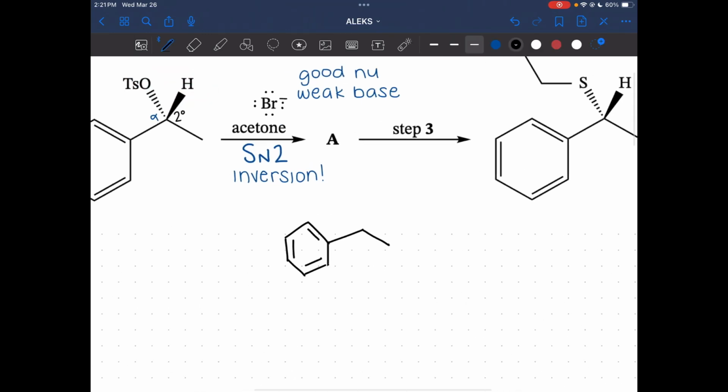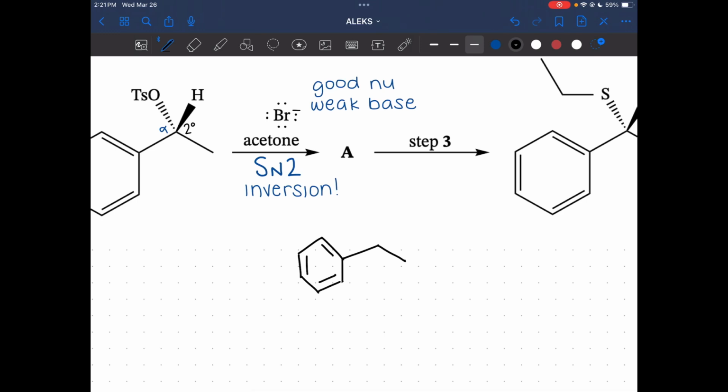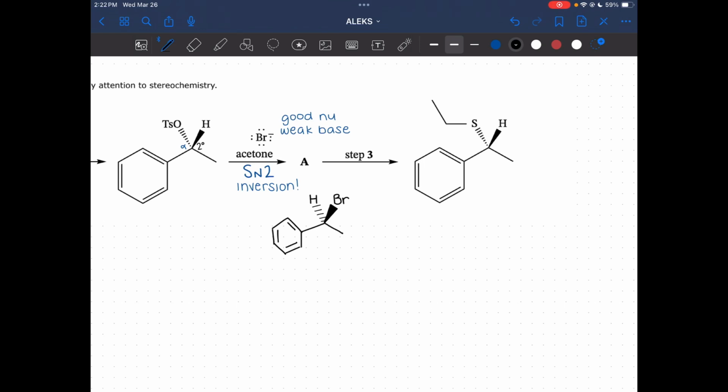Right now, I can just draw my H. It's wedged right now. It'll become dashed on this intermediate here. And then for my bromine that will substitute there, that now will be wedged. So you can kind of see I just flipped this wedge and dash here. That's how we know an inversion occurred in this case. And this would be our intermediate A.